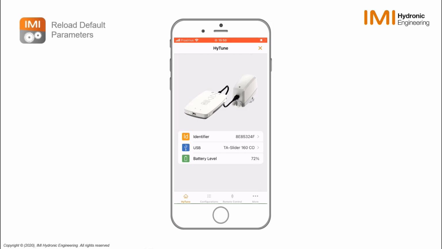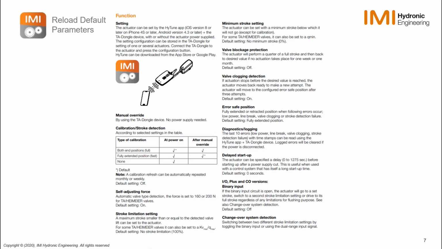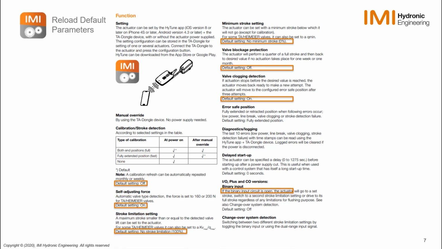to the main screen. If we would now click on the TA slider image again, we would see the current settings. What are the default settings? They are always mentioned in our technical data sheets. Here you see, for example, for calibration, for force, for stroke limitation, what the current settings are, always depending on the type of slider, of course. Always good to check the technical data sheet.